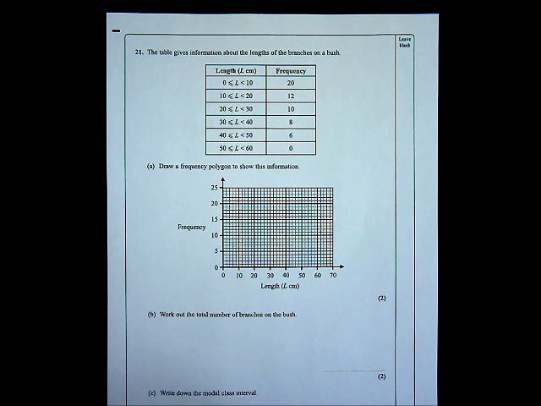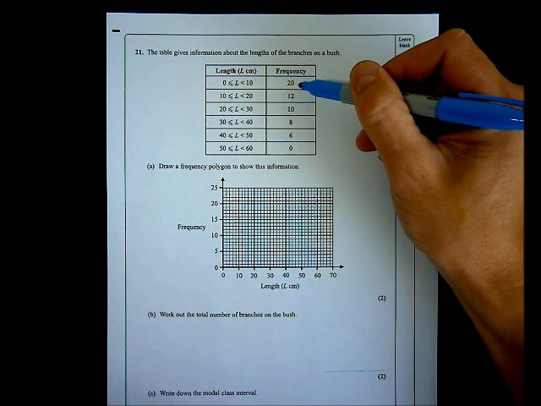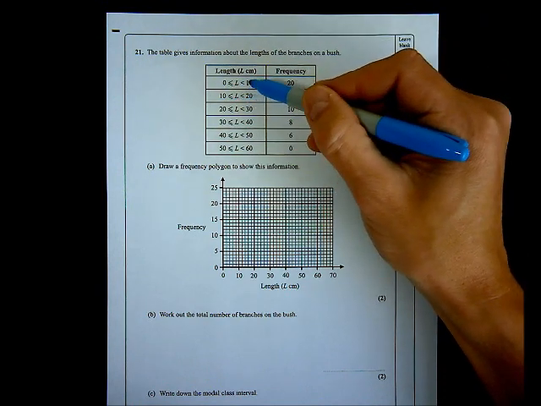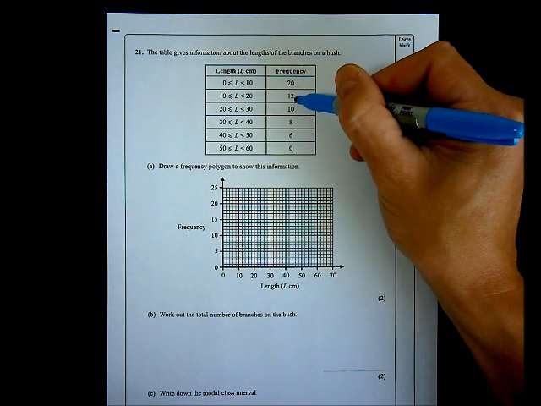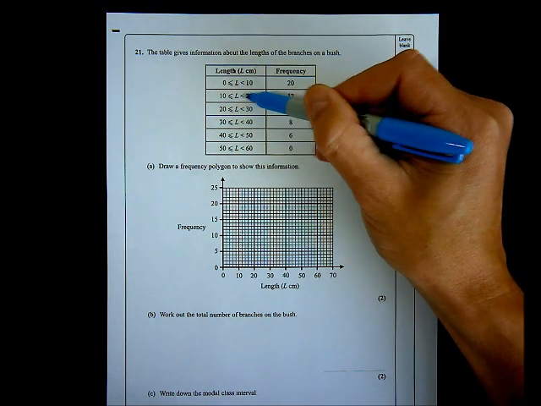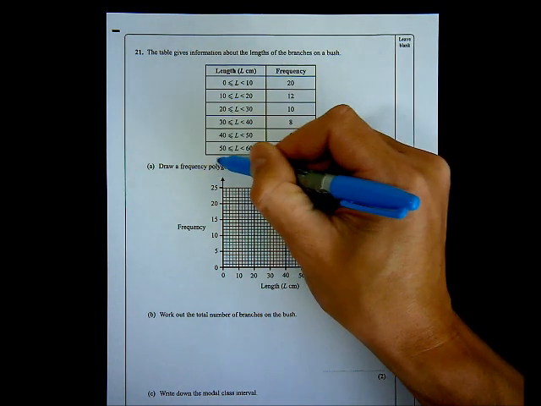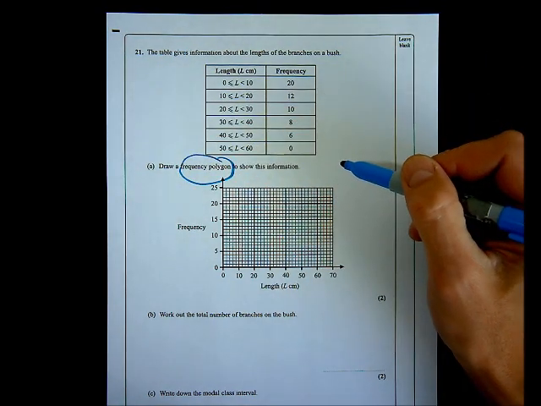In question 21, I'm given some information about the lengths of branches on a bush. I'm told that there are 20 branches that are between 0 and 10 centimeters long, and 12 branches between 10 and 20 centimeters long. And I'm asked to draw a frequency polygon.